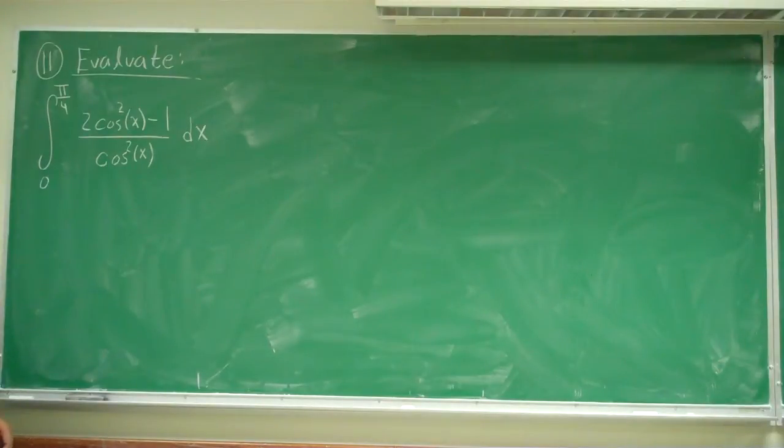Alright, so this is problem 11. Problem 11, we just want to evaluate this definite integral. This integral goes from 0 to pi over 4, and this is what we have to integrate. So pretty much we're just taking the antiderivative here again.